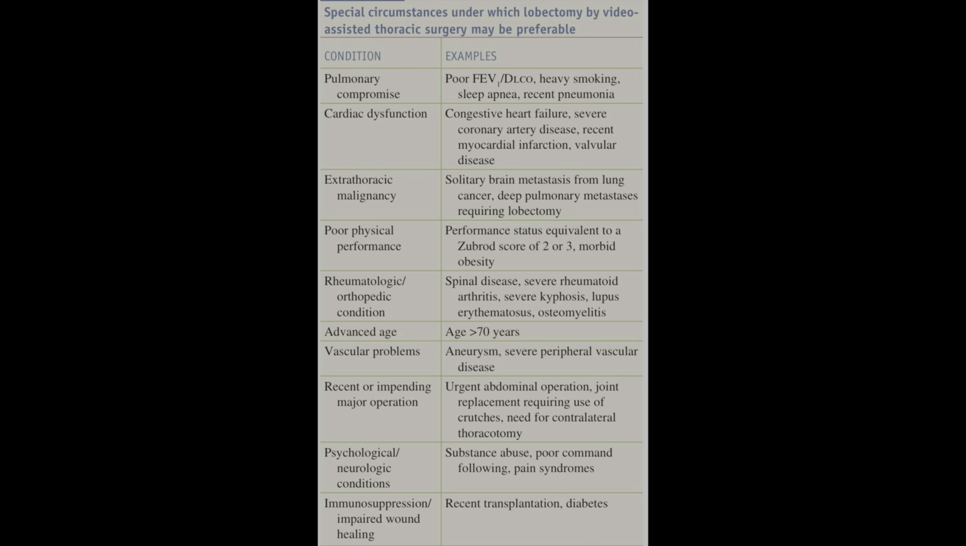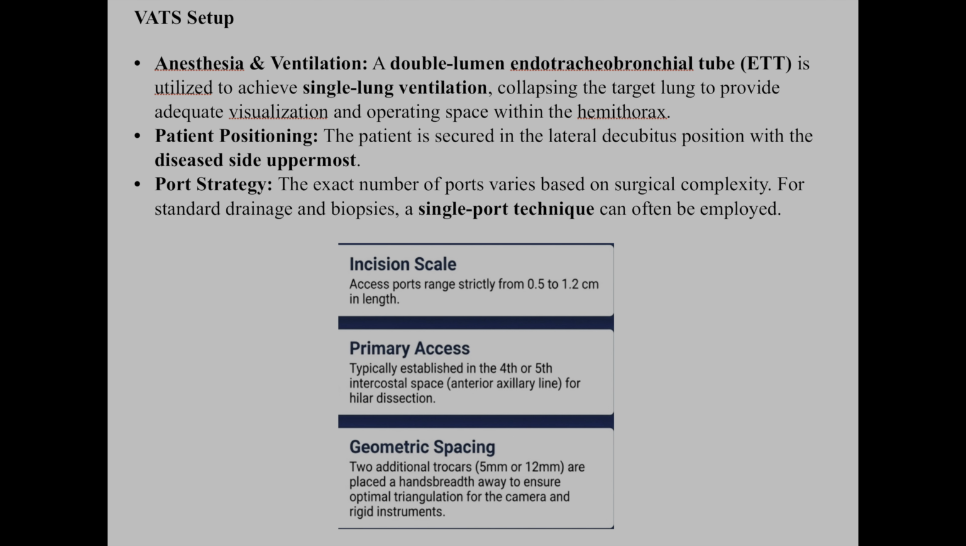Even though the patient has had an urgent abdominal operation, or a joint replacement requiring use of crutches, and there is a need for contralateral thoracotomy, it can be conveniently done. Psychological and neurological conditions: substance abuse, poor command following, and pain syndrome. Immunosuppression or impaired wound healing. In recent transplantations and diabetes, it can be noted.